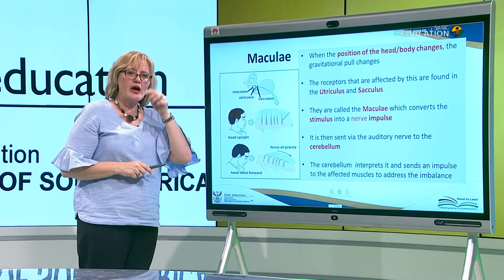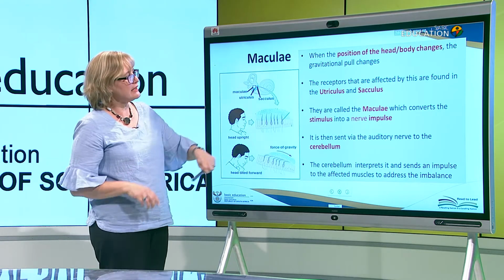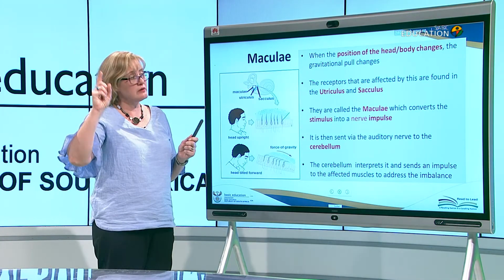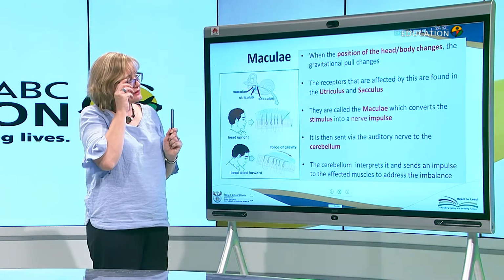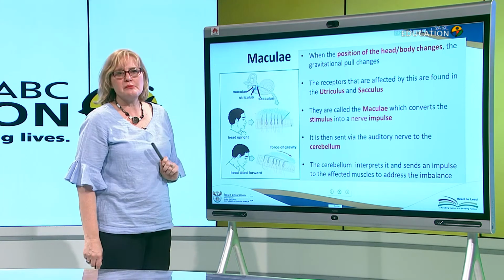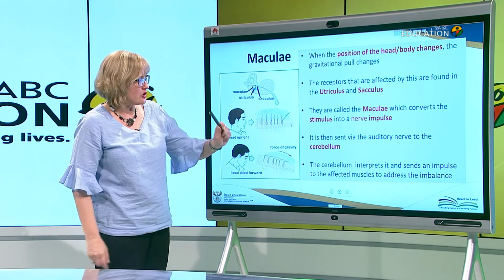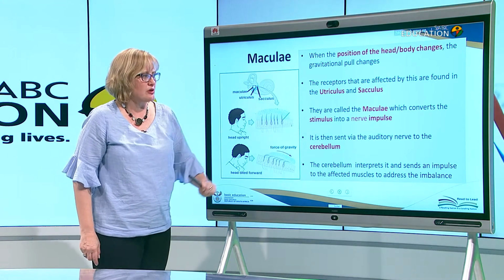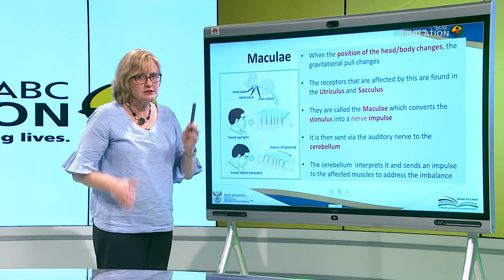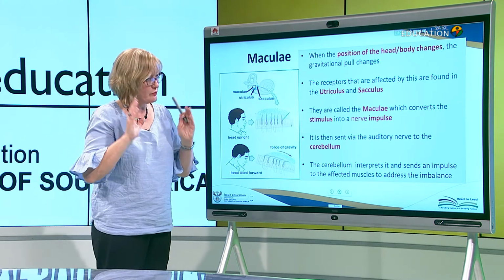But let's see how you have to answer it in the exams. Firstly, when the position of the head or the body changes, one mark. The receptors that are affected are found in the utriculus and sacculus, one mark. They are called the macula, one mark, which converts the stimulus into the nerve impulse. Remember, that's the for free mark. Now, if you don't know it by now, there's something wrong with you. Just know that part. You can get a mark very quickly.